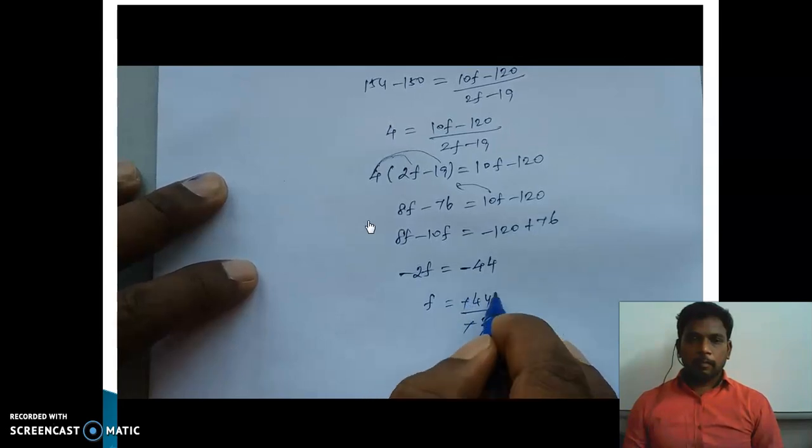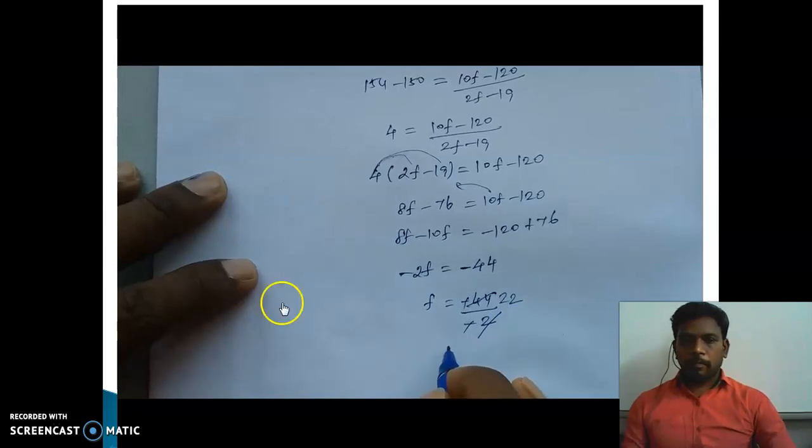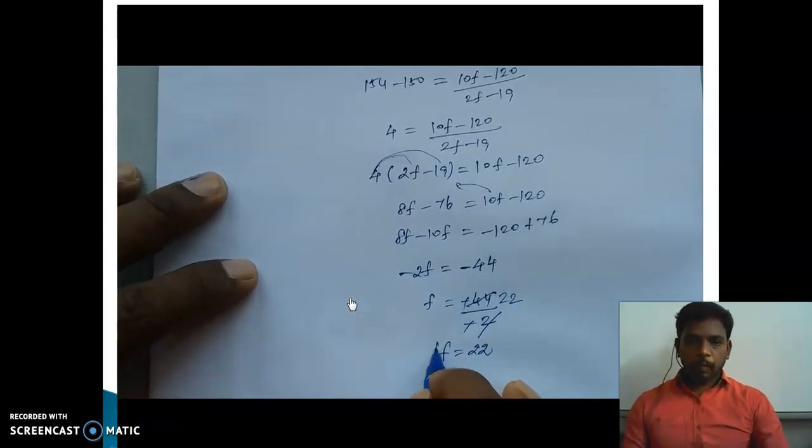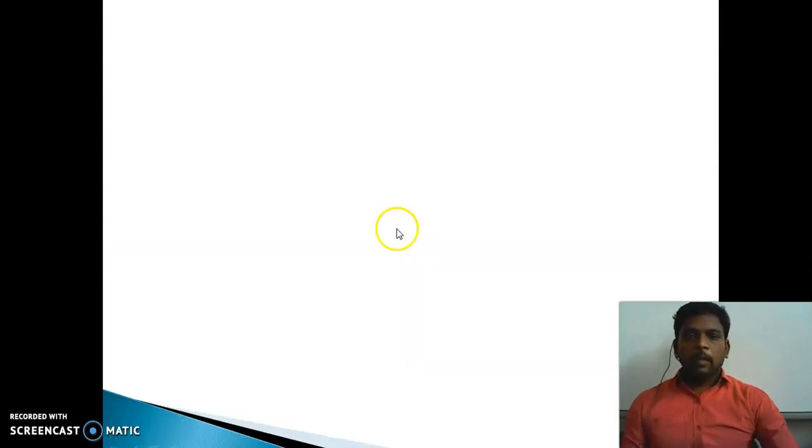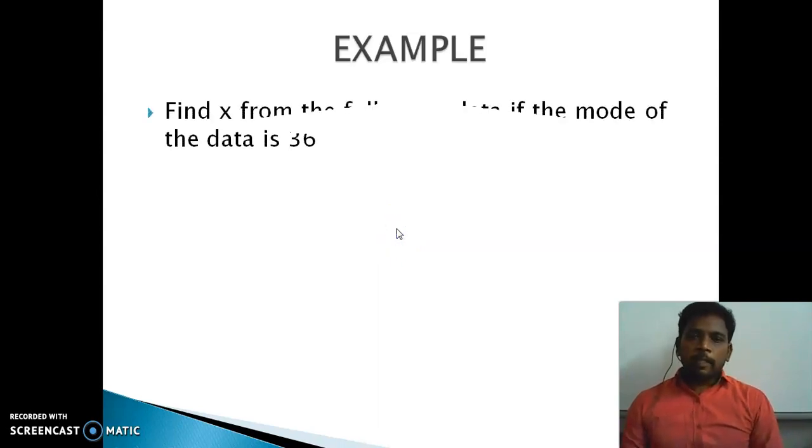So F equal to minus 44 divided by minus 2. Minus and minus cancel. Here one time, here 22 times. Therefore F equal to 22. So that is the value of F. So look at the next example.